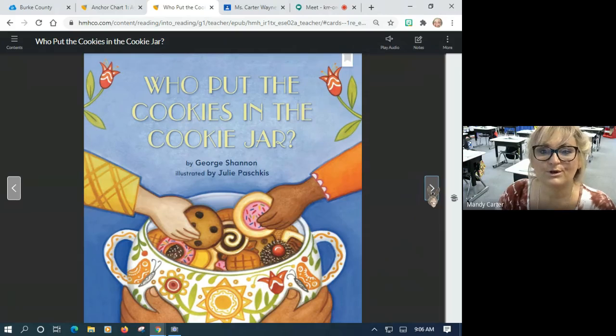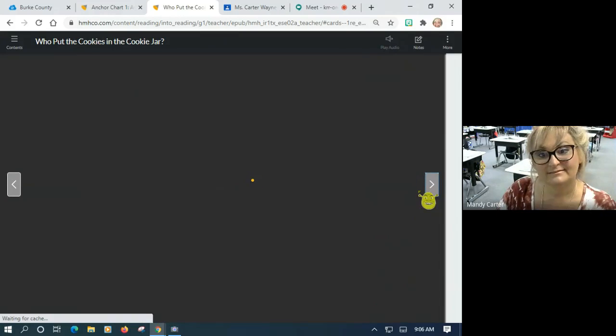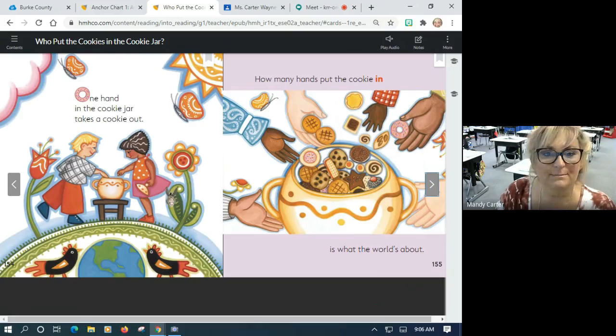Who put the cookies in the cookie jar? All right, I want you to look at the pictures. You see a little boy and a little girl. Look at all these hands. You see this hand, a little hand, a big hand.